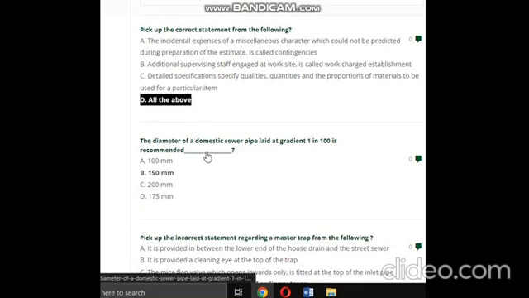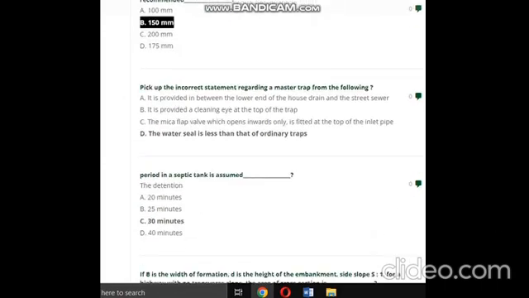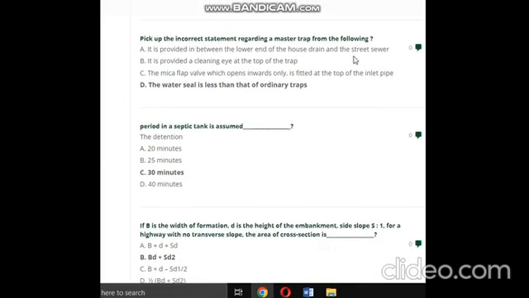The diameter of domestic sewer pipe laid at gradient 1 in 100 is recommended 150 mm. Pick up the incorrect statement regarding a master trap from the following. The water seal is less than the ordinary traps. This sentence is wrong. Detention period in septic tank is assumed 30 minutes.